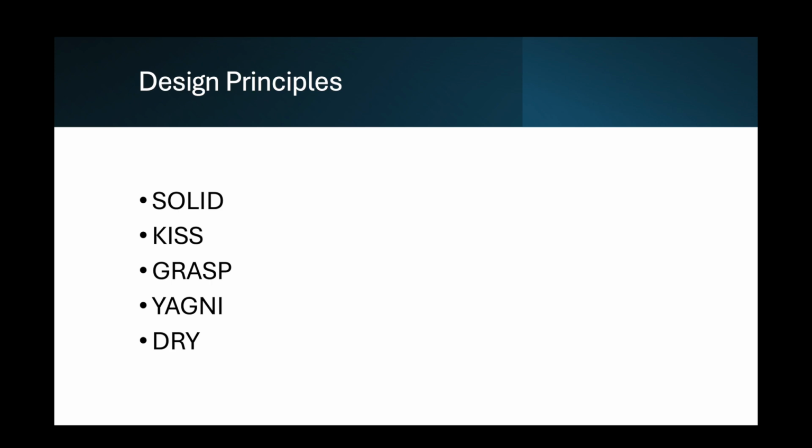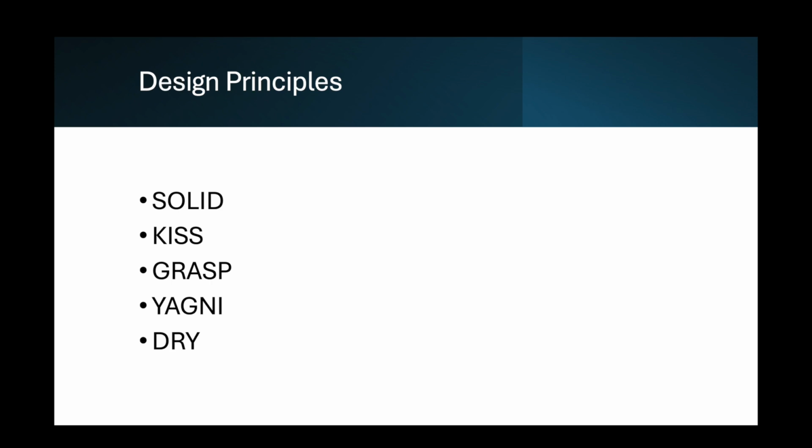Some of the key design principles that we are going to talk about in this particular video include SOLID principles, which emphasize creating software that is well organized and easy to maintain. Next, we're going to look at KISS, which is Keep It Simple, Stupid, which encourages simplicity in design to avoid unnecessary complexity. Next, we're going to look at GRASP, which is General Responsibility Assignment Software Patterns, which provides patterns for assigning responsibilities in object-oriented design.